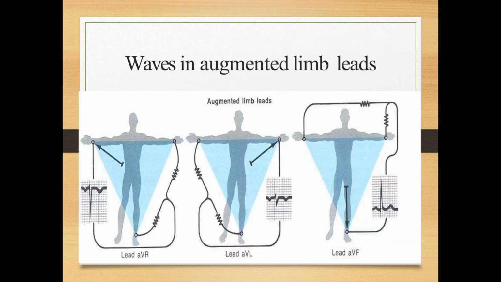Now coming to the augmented limb leads, they are namely AVR, AVL and AVF. These leads are from the equipoint, from the intersection midpoint, it goes. AVR is connected to the right upper limb, AVL is connected to the left upper limb, and AVF is connected to the left lower limb. And on the ECG, these are the normal deflections that these leads show.